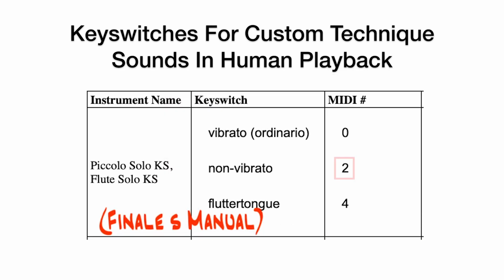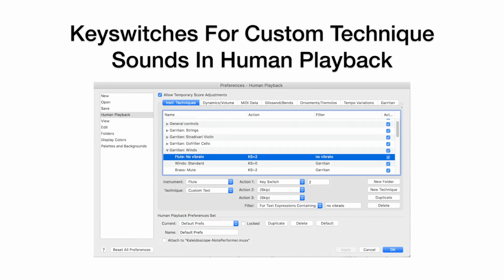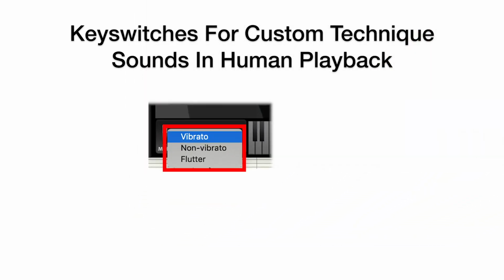Once you know the key switch number that will call it up in Finale, you can create a human playback technique for it, specifying the sound you want via its key switch number. For example, you can create flute no vibrato with key switch number 2, and that'll trigger it. All key switch samples are preloaded in the ARIA player, waiting to be triggered.